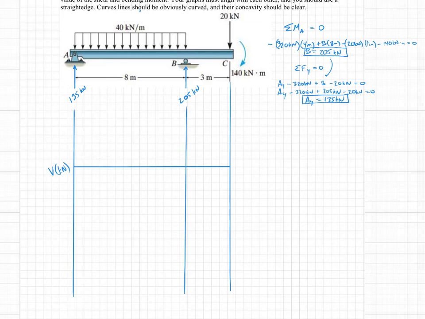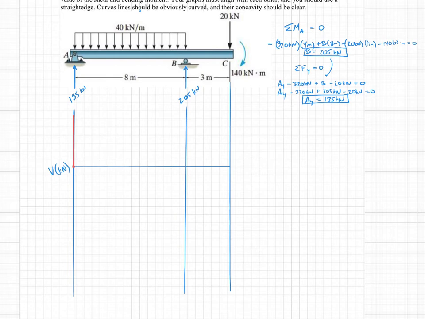We're going to go up 135, so I'm going to start at 0. There's no shear at the edge. So I'm going to go up 135. Each block is 25, so this is going to be 125, and 135 is going to be about right there. Now we're going to go down 40 kilonewtons per meter over 8 meters. So we're going to go down a total of 320 kilonewtons.